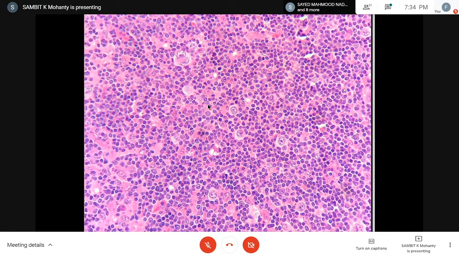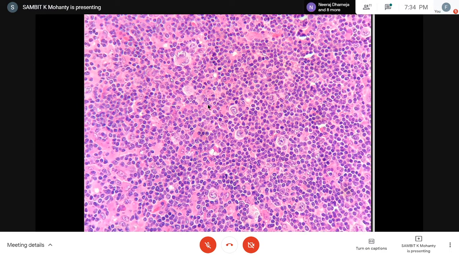There was complete effacement of the nodal architecture. It was completely gone. There were no residual follicles. Instead, we have a very diffuse pattern of polymorphic involvement. What I mean by polymorphic is that you have these big cells, which stand out even in the lowest power. This is a medium power picture.